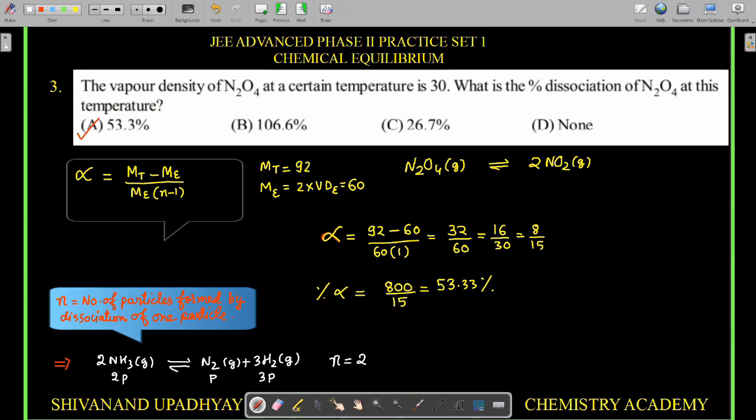In the same way, there is another example where you can make an error. Dissociation of sulfur trioxide: 2 times SO3 in gaseous state on dissociation will form 2 times sulfur dioxide gas plus O2 gas. Again, on dissociation of two particles, there is formation of three particles. So if I am writing n, it is equal to 3 divided by 2, that is equal to 1.5.